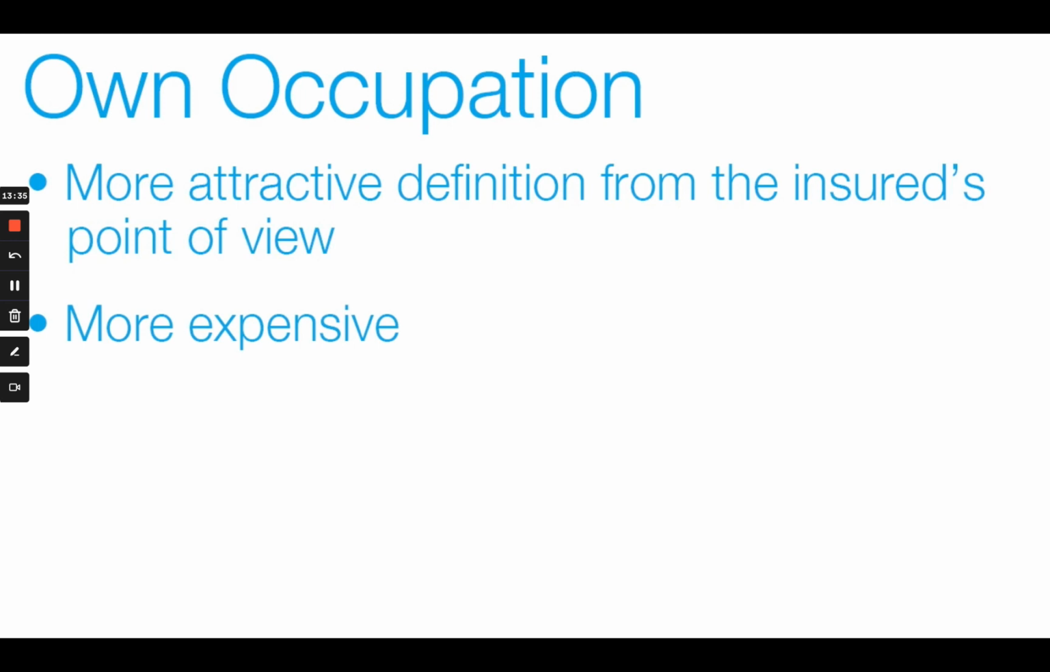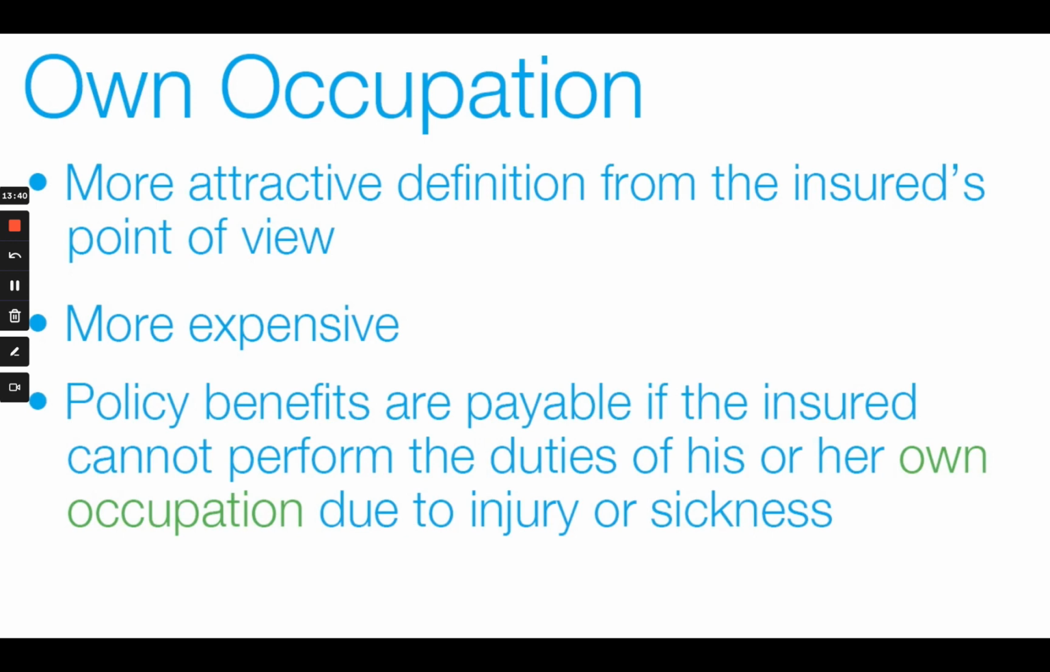With the own occupation definition, policy benefits are payable if the insured is disabled and unable to engage in the duties of his or her own specific occupation. Let me give you an example. Let's say we have a surgeon, a brain surgeon, and this brain surgeon is in his hobby shop one day building a birdhouse for his daughter, and as he's hammering away, he brings the hammer down on his left hand, permanently damaging some nerves in it.